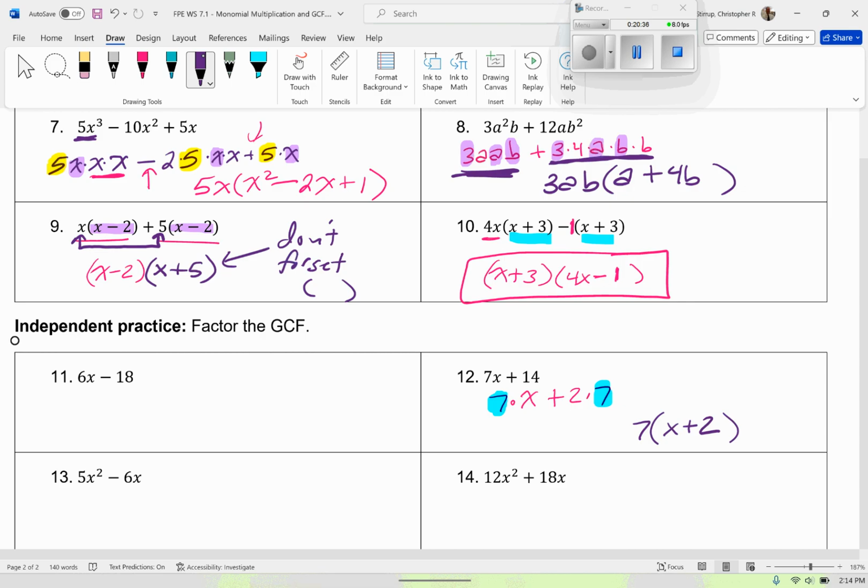Go for it. Try 11. Everyone give number 11 a try. Write small so if you make a mistake, you can make the correction. Try it. See how you do on number 11. Let's take a look. So that's 6x, and that's 6 times 3. Agree? 6 times 3 is 18.